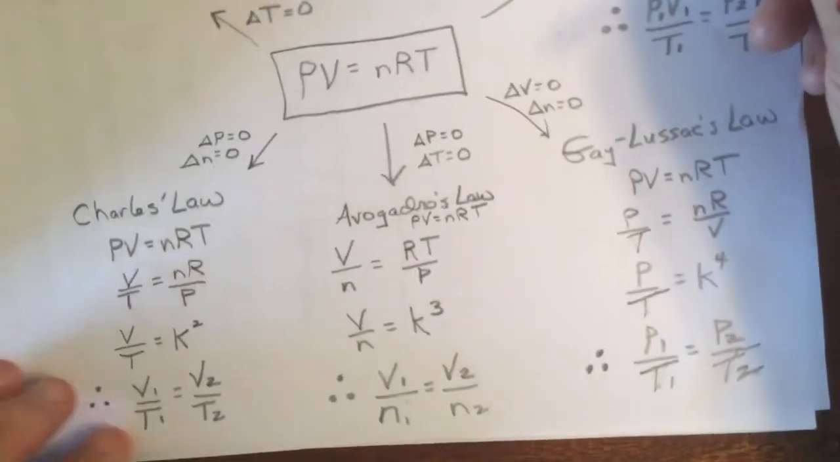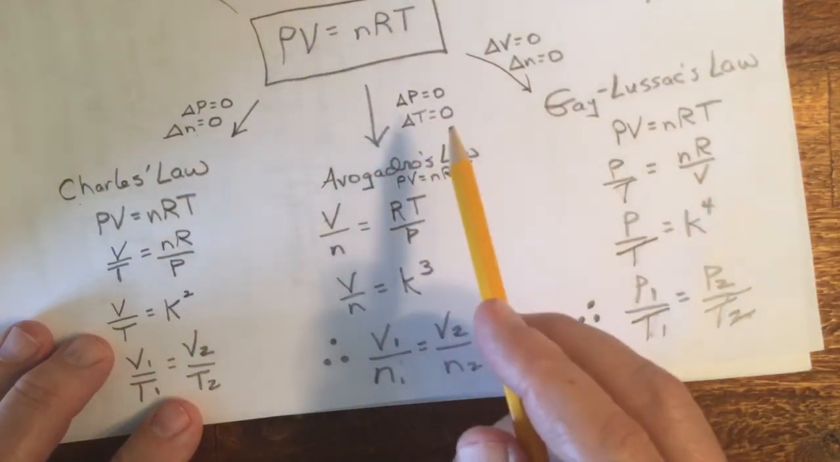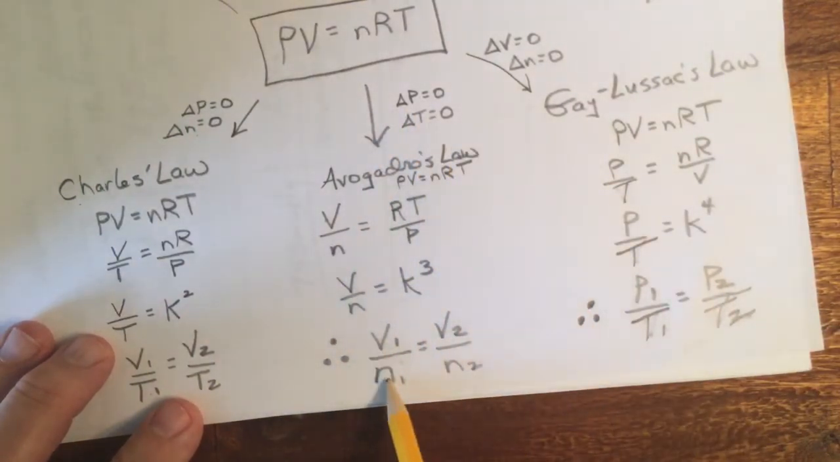Now, by the same analysis, I can derive Avogadro's law with constant pressure and constant temperature. V1 over n1 equals V2 over n2.